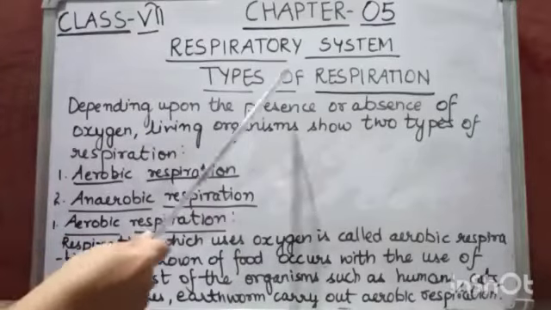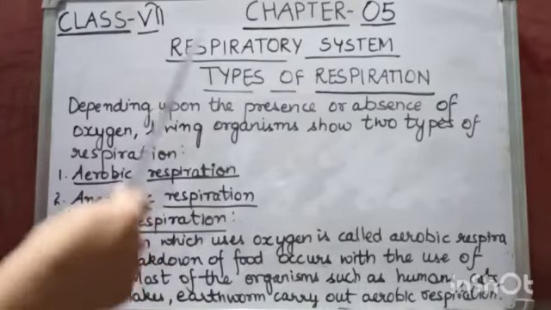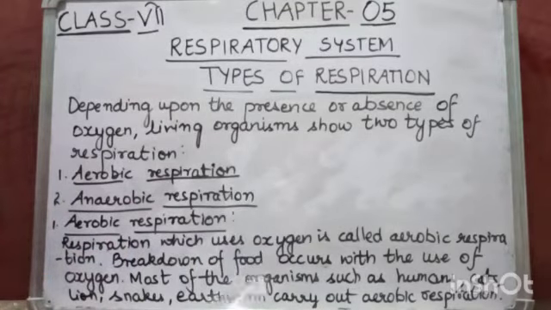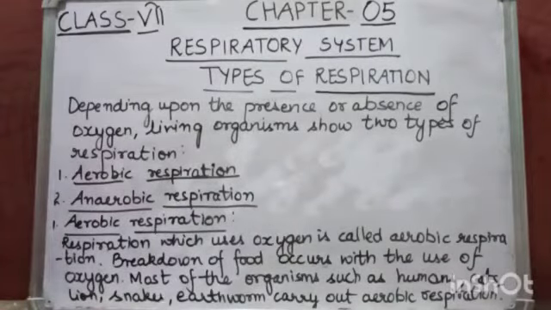Now comes types of respiration. Depending upon the presence or absence of oxygen, living organisms show two types of respiration. What are they? Aerobic respiration and anaerobic respiration. What is aerobic respiration? Aerobic respiration is the respiration which uses oxygen. Okay, and breakdown of food occurs with the use of oxygen.